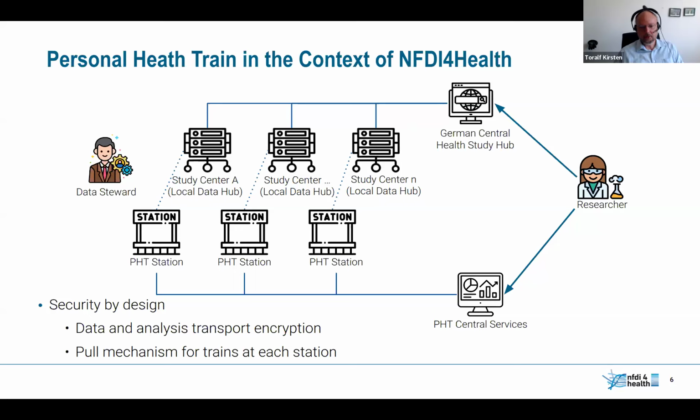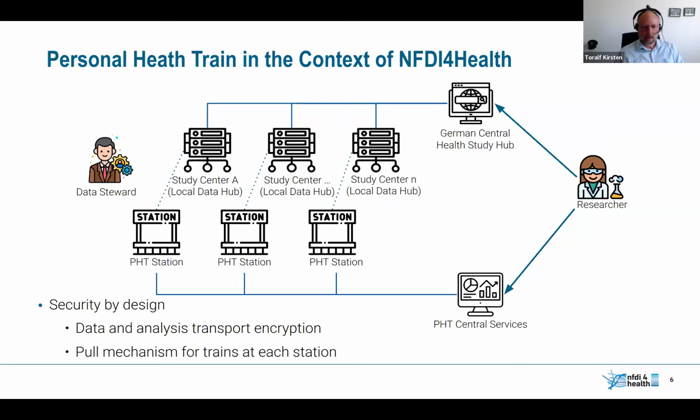But there should be, of course, a communication between the researcher and the data steward at each location, at each study center, so that the researcher is aware of what kind of data is available at the local data hub, and not only what data, but if there are outliers and so on, you can then communicate it directly to the data steward.